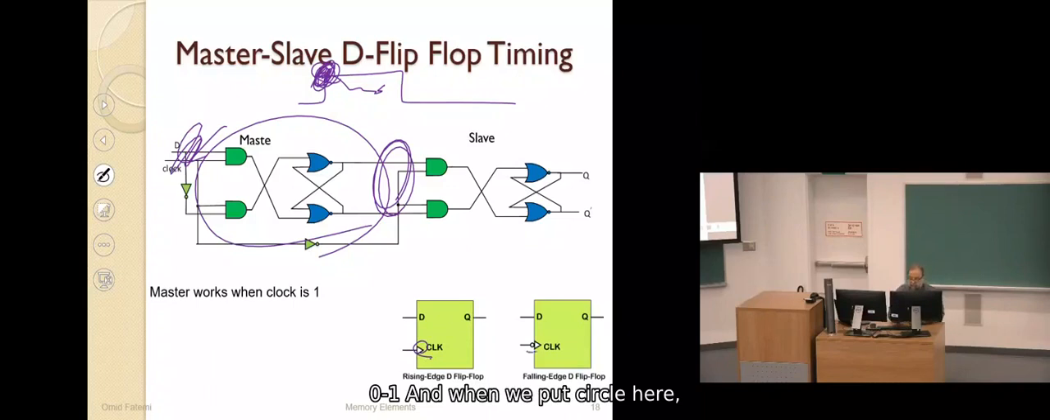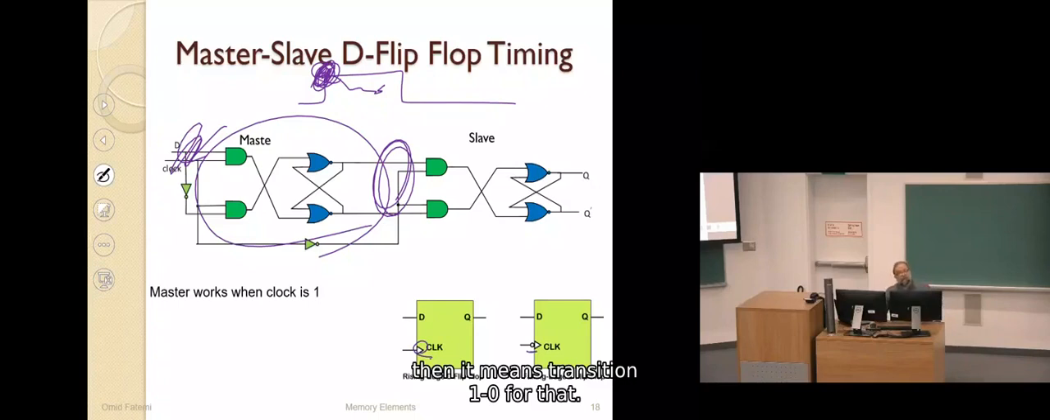And when we put a circle here, it means transition from 1 to 0. But again, I tell you now, and I will explain later, this is not actually perfectly correct. If we would like to talk very precisely, it is not an edge. It is a still level.